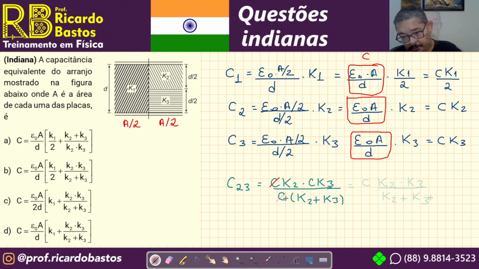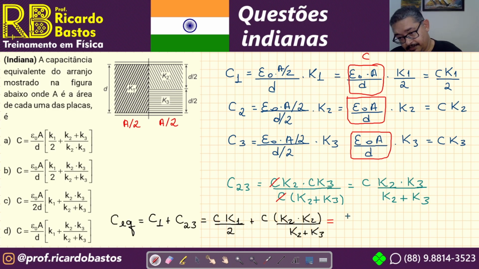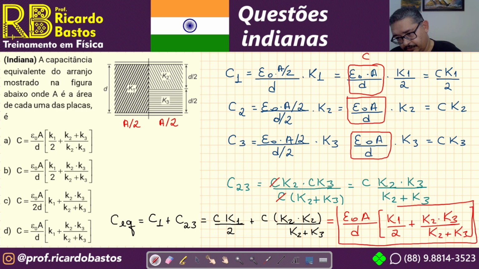Next step, associate C23 in parallel with capacitor 1, since they both share the area. This equivalent capacitance is exactly what he's asking for. Let's add C1 to C23, put C in evidence, and then replace it with epsilon naught A over D. And here we have K1 over 2 plus the product K2 K3, which leads us to alternative B.